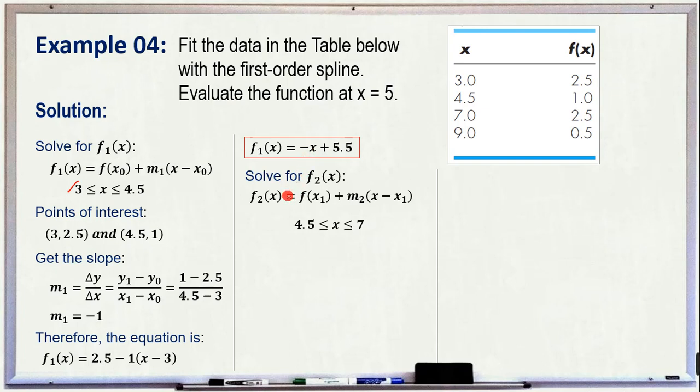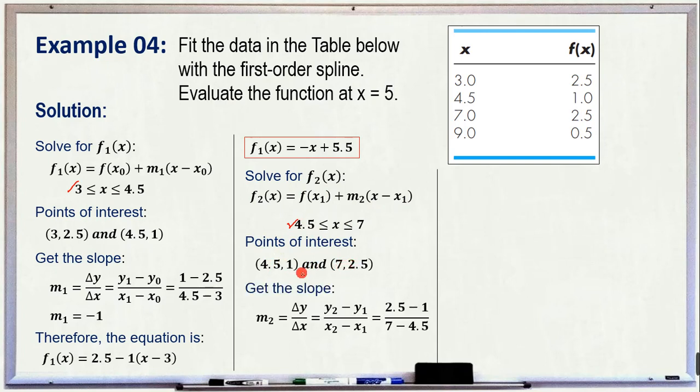Next, we will proceed to the second linear function. So this is the format of our second linear function, and this is its domain. The points of interest for this one are the points (4.5, 1) and (7, 2.5). Next, you're going to get the slope. So m2 equals delta y over delta x. And then you're going to substitute the values for y2, y1, and x2 and x1. And you're going to input this in your calculator, and you will arrive at a value of your second slope that is equal to 0.6.